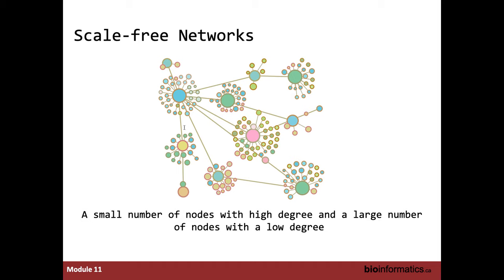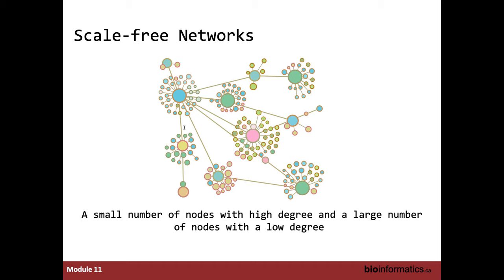The number of connections each node makes is called the degree, and the majority of nodes in scale-free networks only have a few connections to other nodes. Basically, there's a large number of low degree nodes, and then a small number of high degree nodes, where there are several connections, okay? And this nature of the network promotes stability.